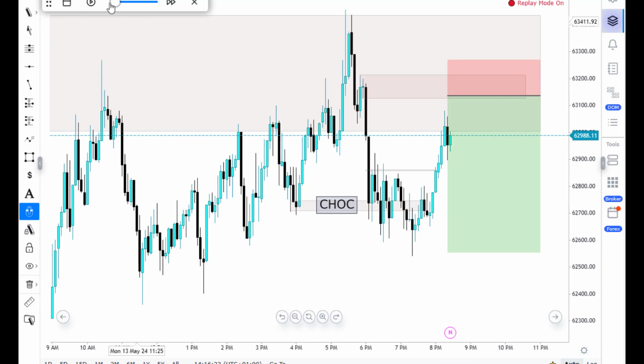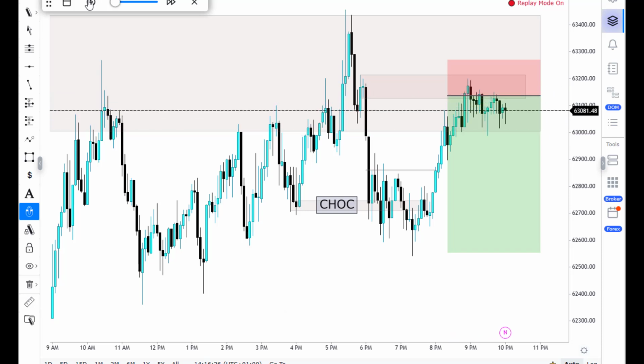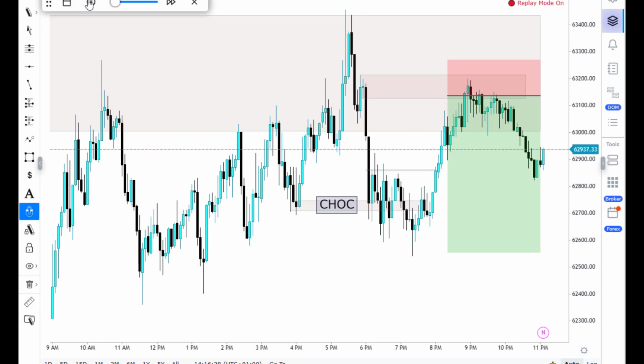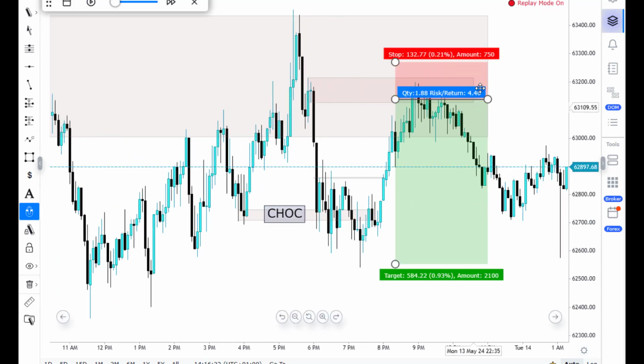Because we have our confirmation here, price has changed character. Look at that, guys. You see this, price subsequently came and hit our target.